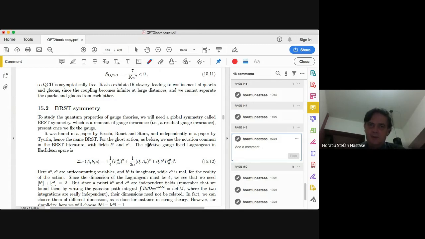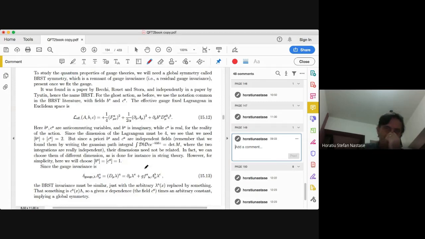Since this is what is used in the BRST literature. So the quantum Lagrangian depends on the gauge field A and the ghosts B and C. And in Euclidean space, we have the gauge kinetic term, F squared over 4, the gauge fixing term, (∂_μ A_μ) squared over 2 alpha, and the ghost term. Before, I partially integrated ∂_μ inside, and then I had minus B ∂_μ D_μ C, but now I keep it on B, so I have plus ∂_μ B^a D_μ^{ab} C^b.